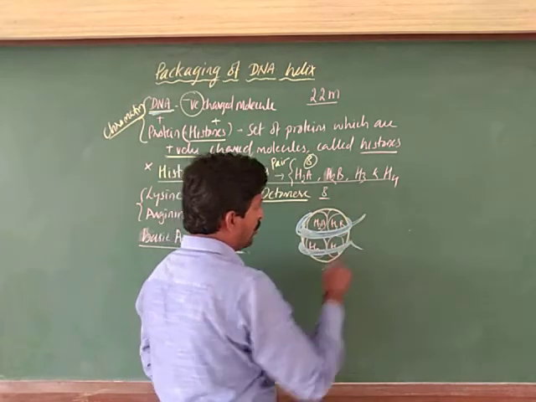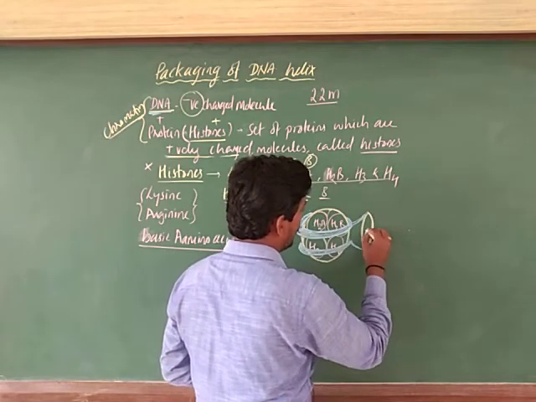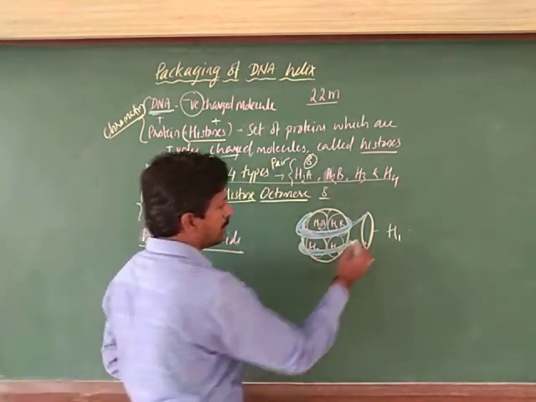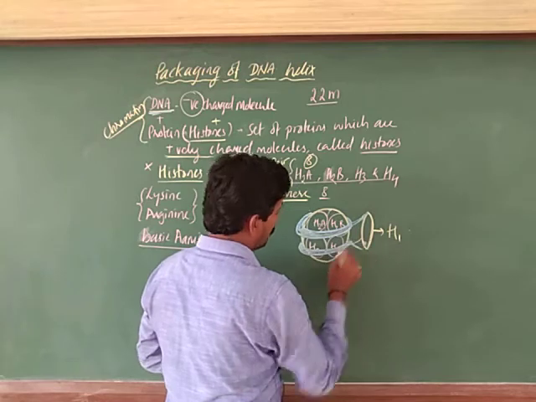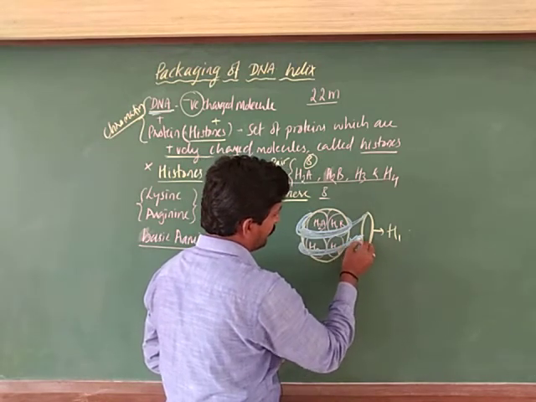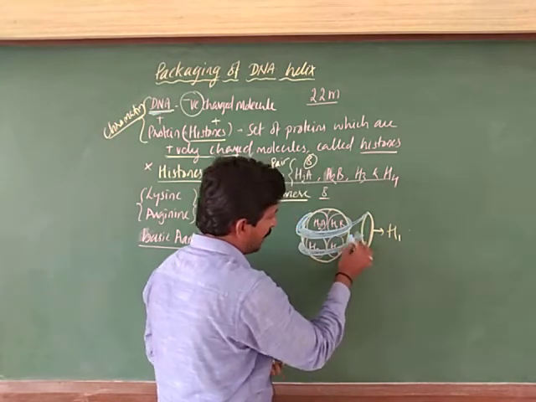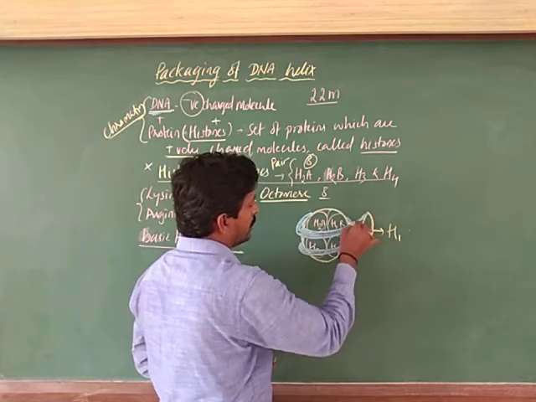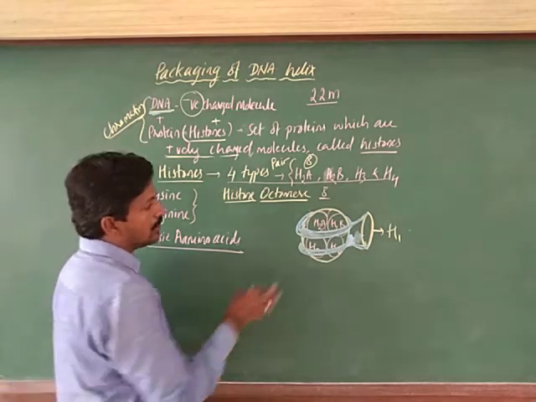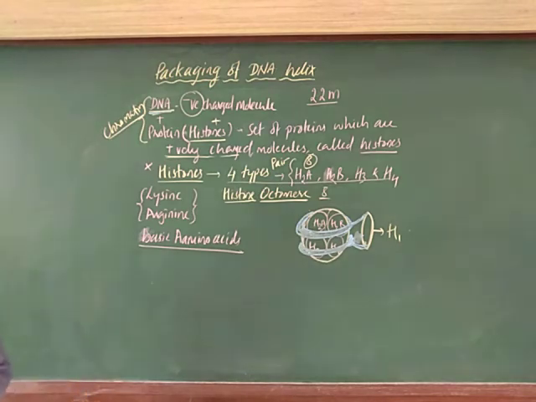And one more protein will be here. This is called H1 protein, the H1 histone protein. Here it is wrapping around this, and these are connected. In this way it is connected. See, this is the structure of the nucleosome.